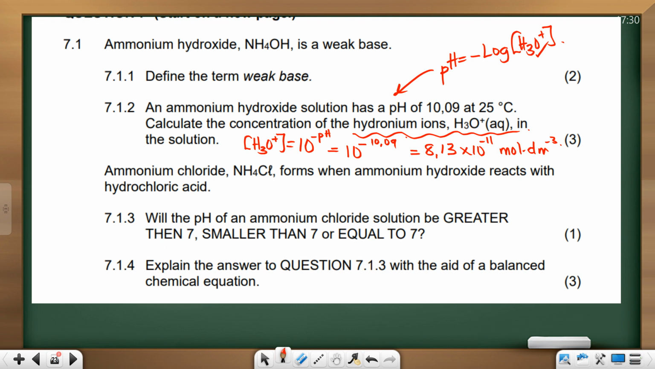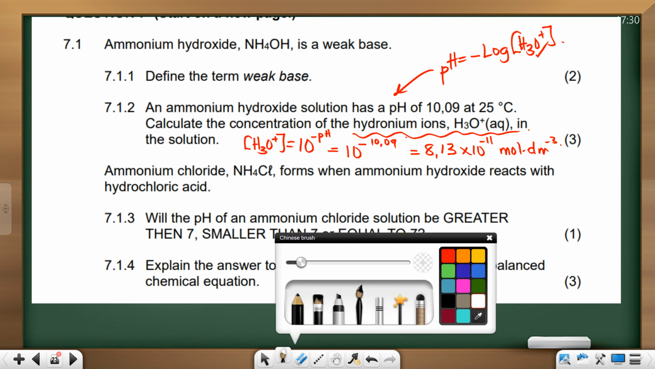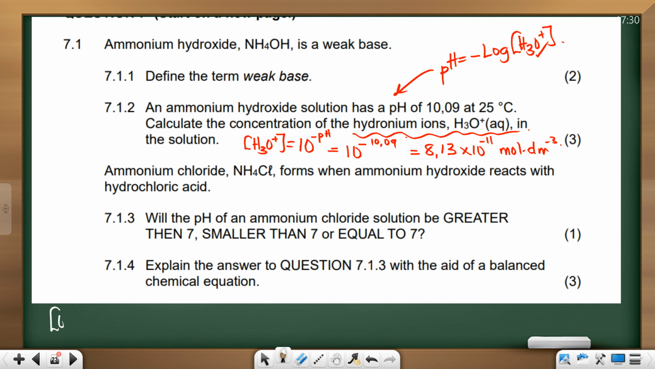But that is if I'm looking for that, so I would use this. If the examiner had said, okay, let's do it. If the pH is 10,09, let's calculate the concentration. Check here. Let's calculate the concentration of the hydroxide ions.